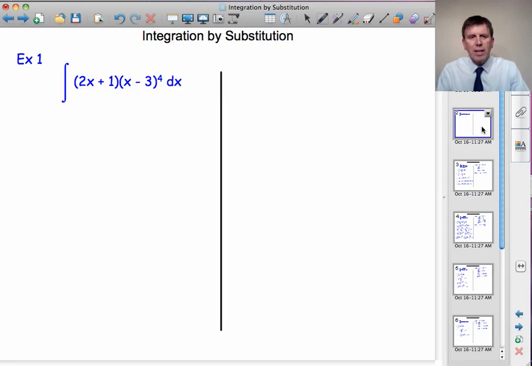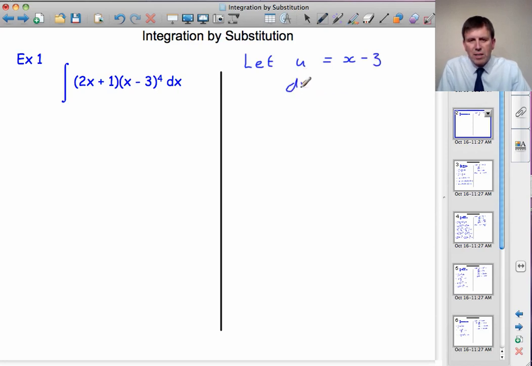To begin then, let's integrate 2x plus 1 multiplied by x minus 3 to the power 4. Now we could do this by expanding the x minus 3 to the power 4 using the binomial expansion, but there would be a lot of work involved. So let's see how a substitution can make the problem far easier. And what I'm going to do is let u equal x minus 3. And you'll see why in a minute.